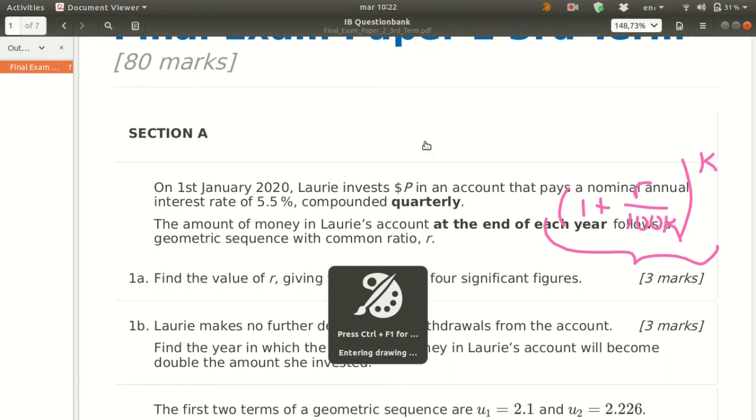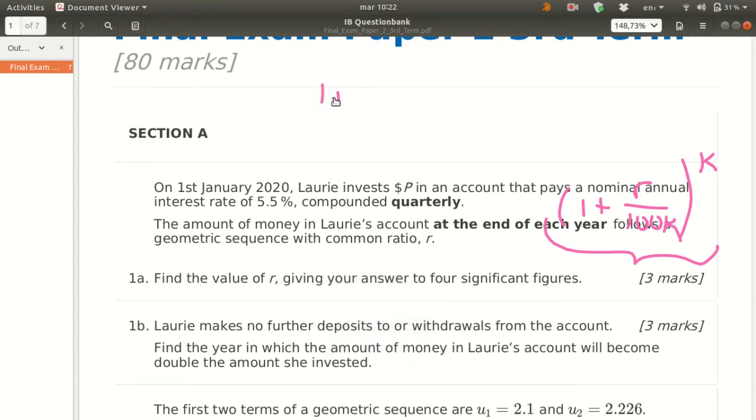So we have 1 plus r is 5.5 divided by 100. I'm just going to write it as a decimal, 0.055. Okay, over k. K is the number of compounding periods in a year, in this case 4, and then raised to the power of 4. Okay, this is the common ratio.